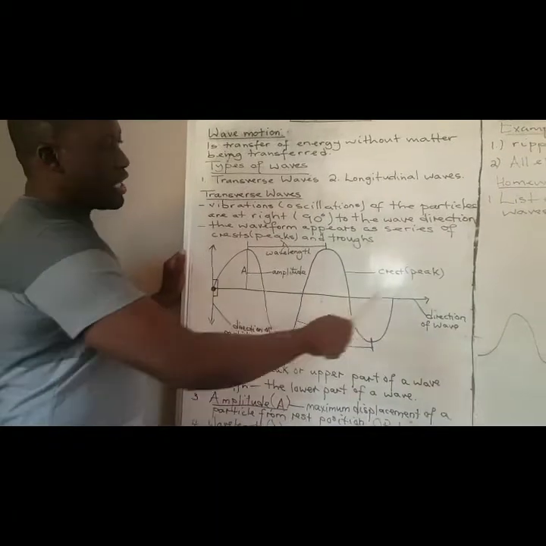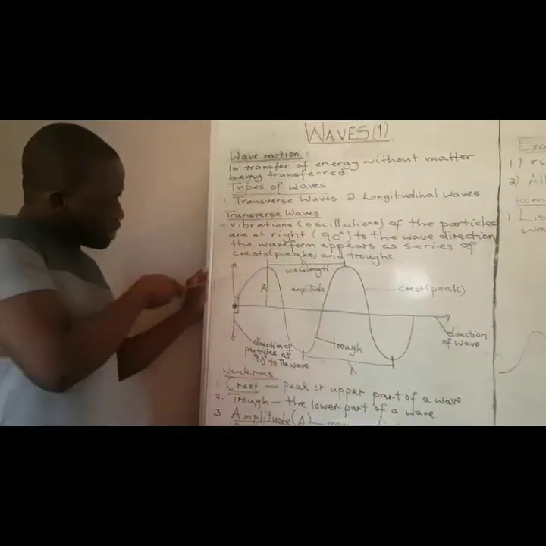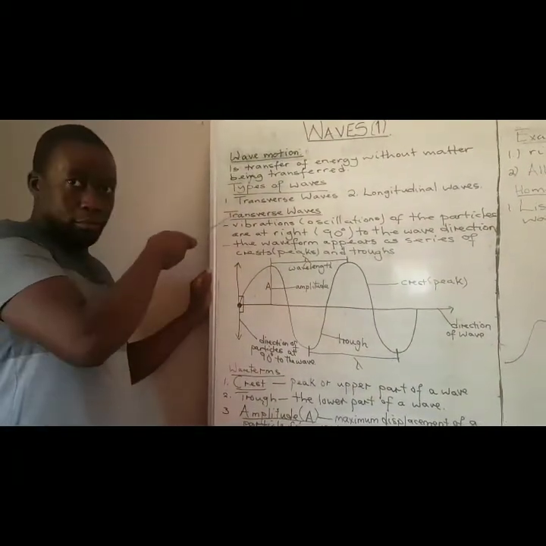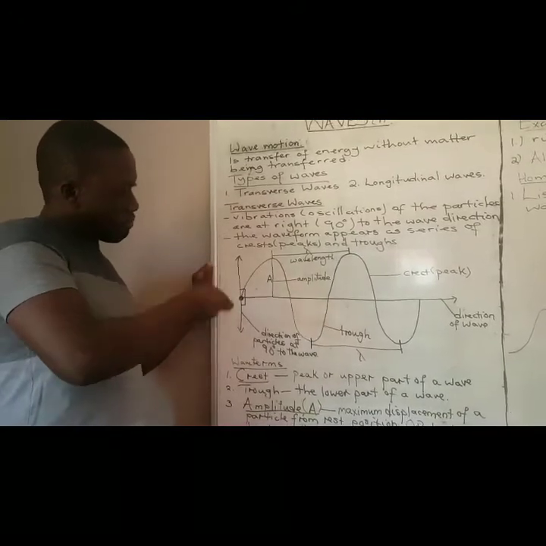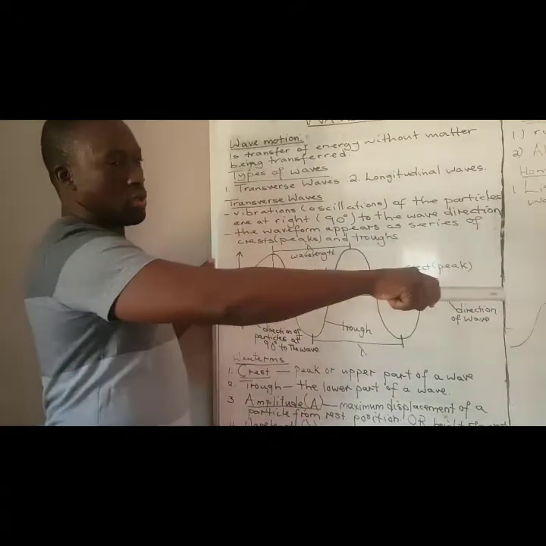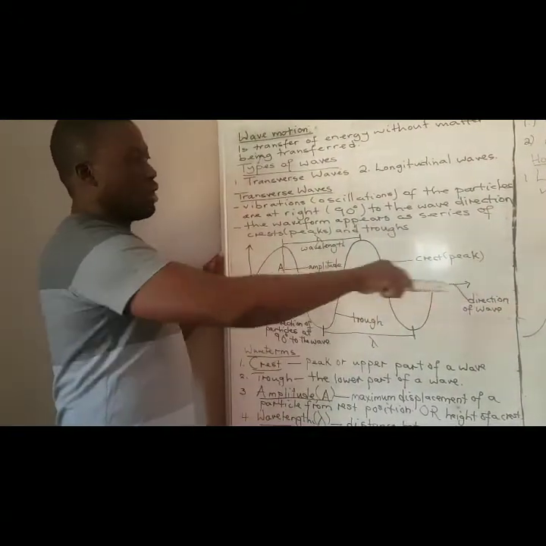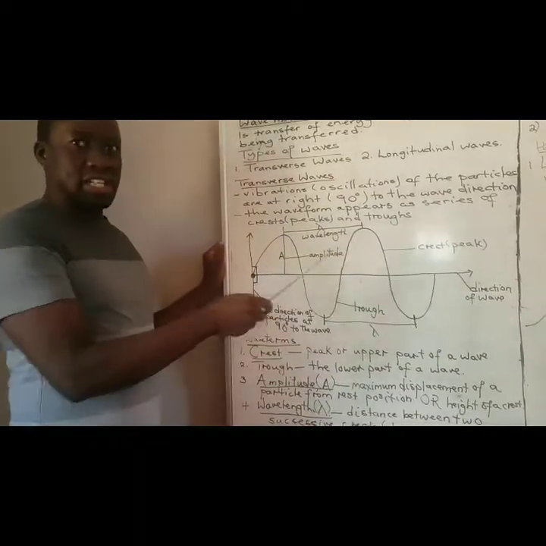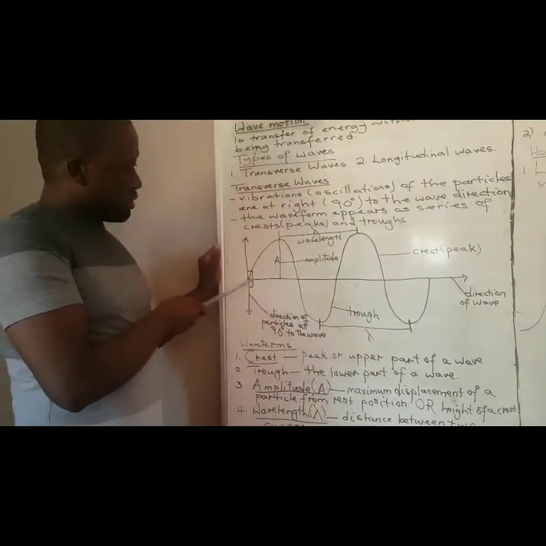The wave is going in that direction, but the matter particles which have been disturbed are moving up and down, up and down, up and down. They are not going that way. They are moving up and down as the wave is going that way, such that they meet at 90 degrees.